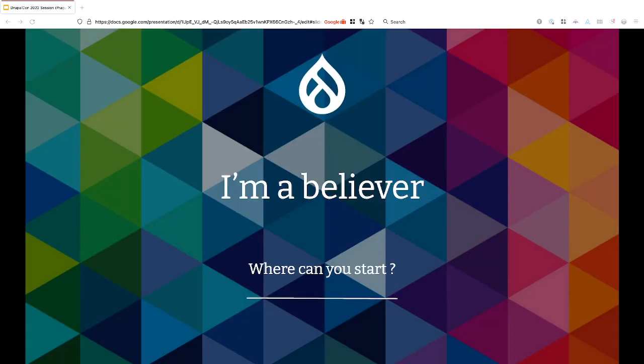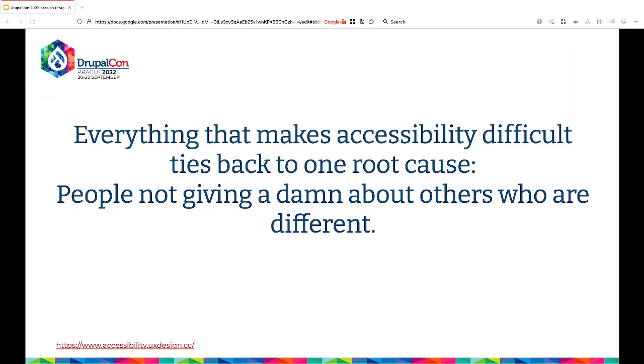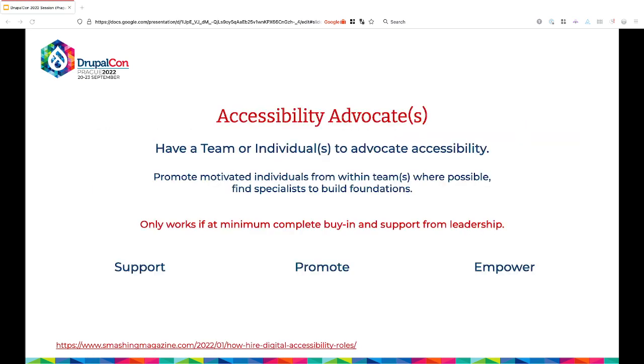So I'm hoping you're a believer, so I'm going to start. So where can you start? The biggest problem with accessibility, the biggest barrier which makes it difficult to implement, is people not caring, not giving a damn. And once you can overcome that, a big part of the battle is done.